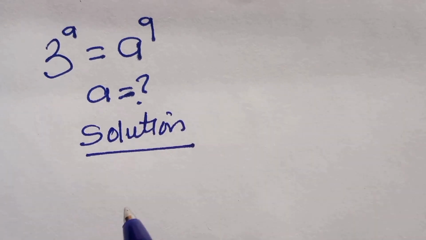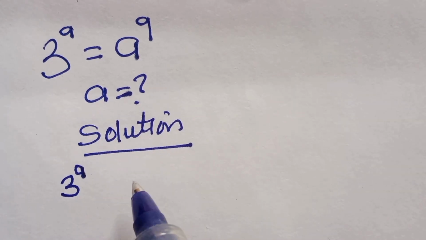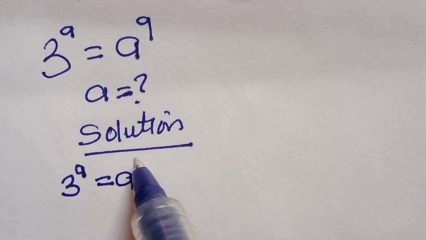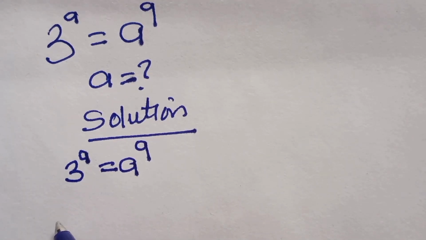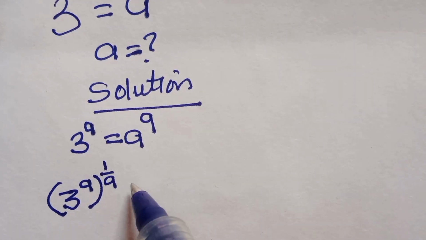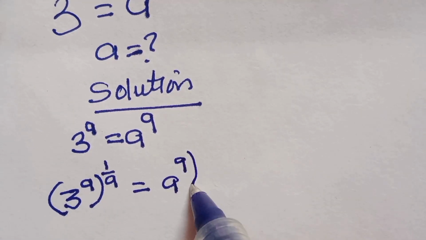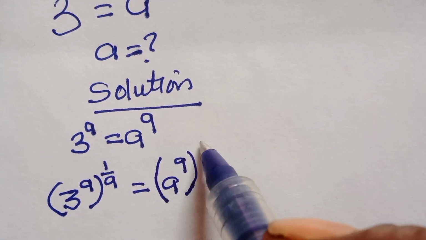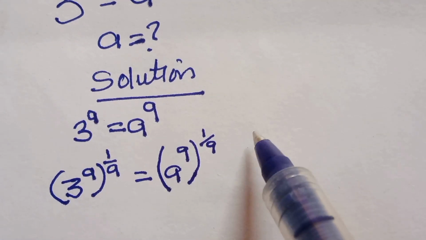So the question says 3 raised power a is equal to a raised power 9. So we can simply have 3 raised power a, everything raised power 1 over a, to now be equal to a raised power 9, everything raised power 1 over a. That is what we've done to the left hand side, we've already done it to the right hand side as well.